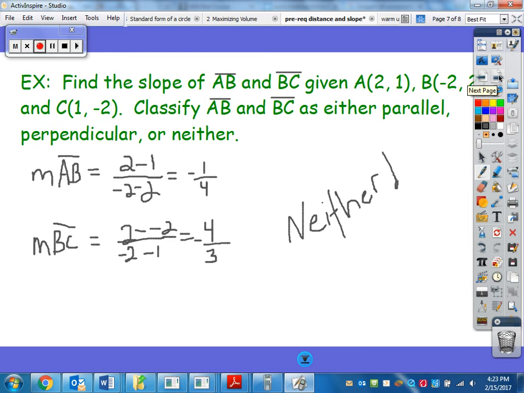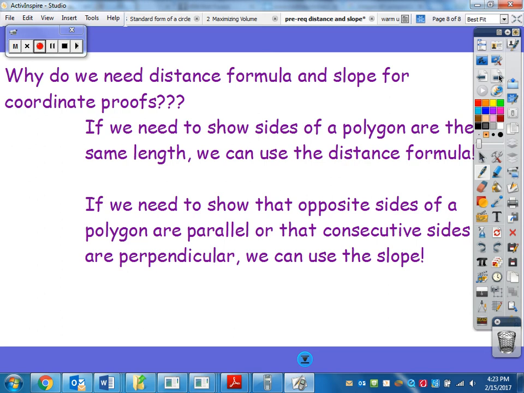Alright, you might be asking yourself, why do we need to know the distance and slope for coordinate proofs? Well, in coordinate proofs, you're going to be showing that segments are either the same length, if you're going to try to show, for example, that a quadrilateral is a rectangle. We know that rectangles have opposite sides that are congruent, so we would want to show that. And we can do that with the distance formula and the coordinates that were given for the vertices of the rectangle.